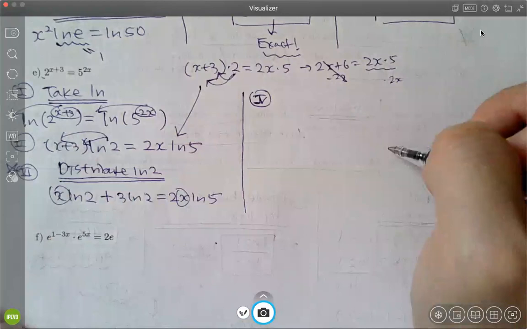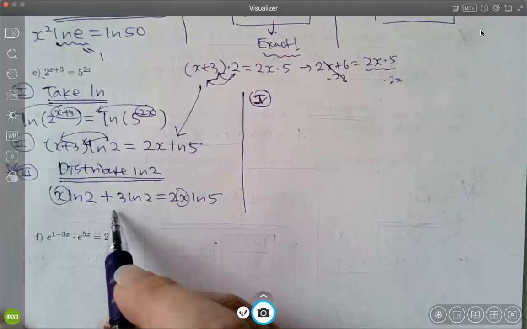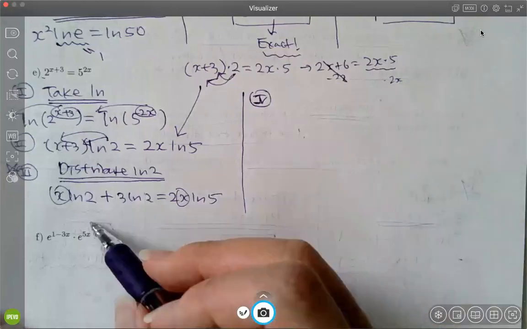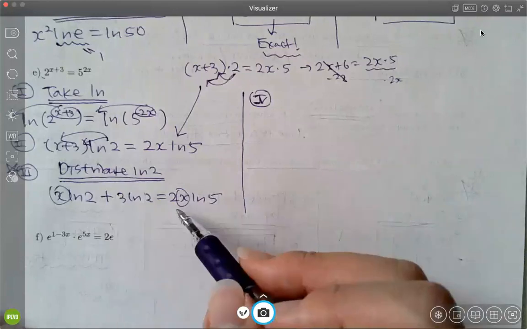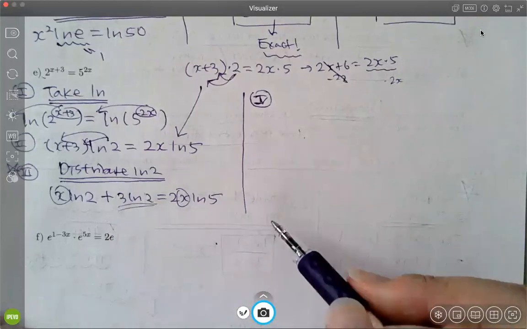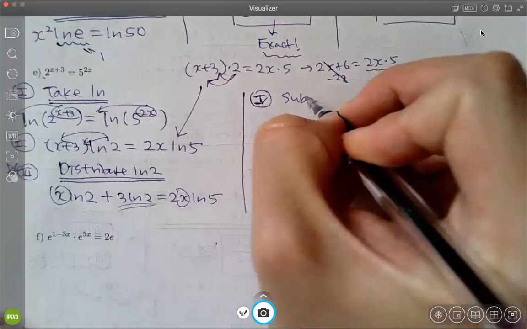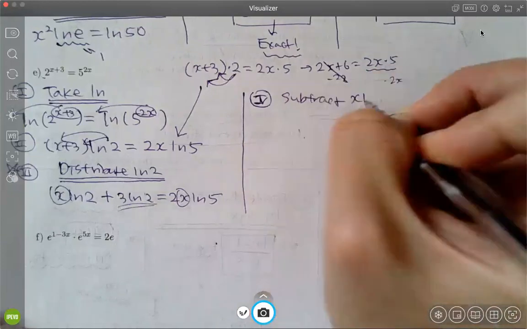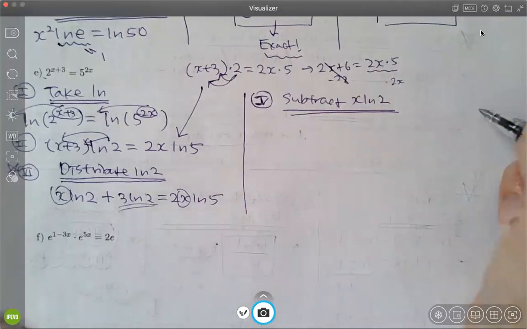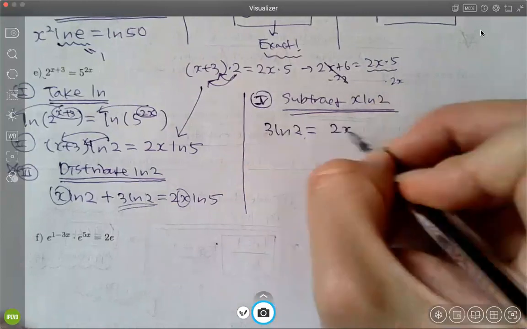So here you have, or you can move 2x ln 5 to the left-hand side or x ln 2 to the right-hand side, but what is better? x ln 2 to the right-hand side is better, right? Because you have this number on the left-hand side. Okay, so subtract x ln 2. Okay, so you have 3 ln 2 is equal to 2x ln 5 minus x ln 2.